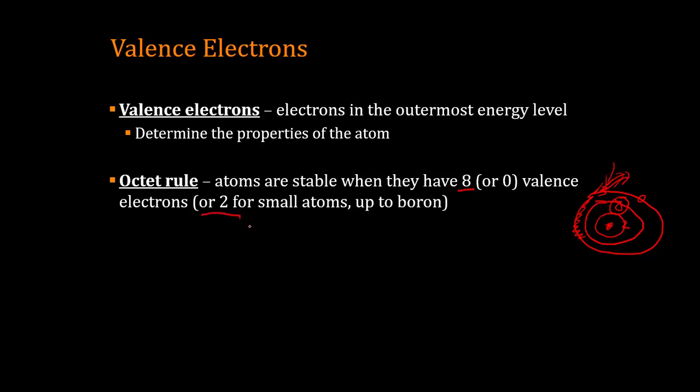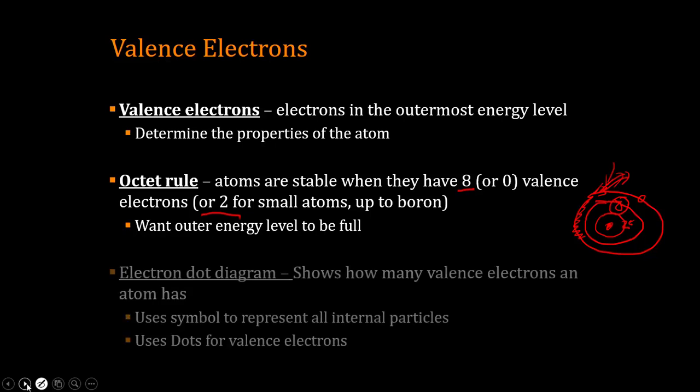Now, I did say 2 for small atoms, and that's because small atoms only have to fill that first energy level. So essentially, it's the full energy level rule. If we have our outer energy level full, then atoms are stable, they're happy.